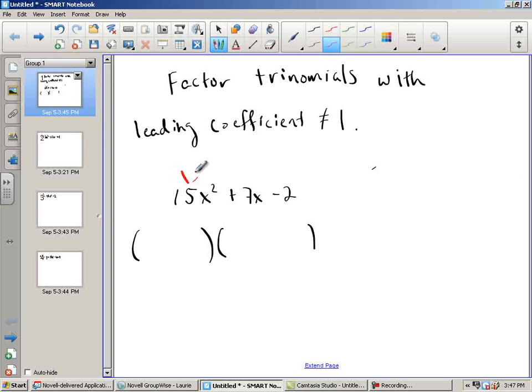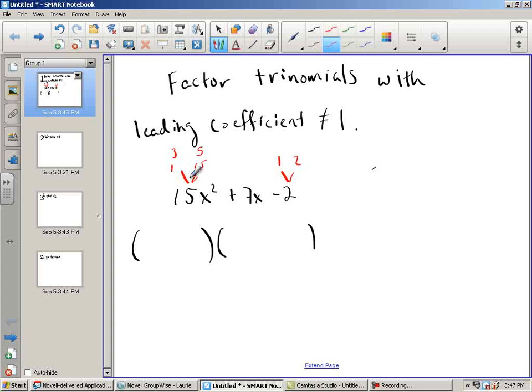15 has only a few factors, and so it's still reasonable to try and guess. I can go with 1 and 15, and 3 and 5. And those are my only choices for 15x squared. Then 2 only has factors of 1 and 2, and there's no guarantee which one's going to be positive and negative. I know that my signs will be different, but I don't know which is which. So because of that, I will leave the signs alone for the very end. So I'm just going to guess.